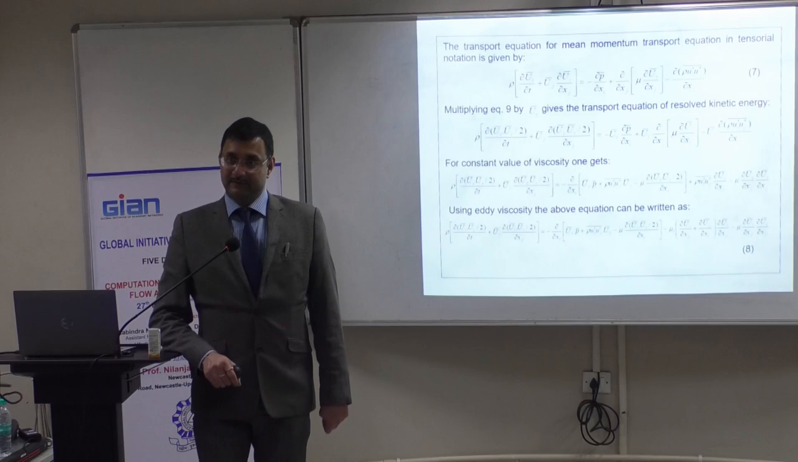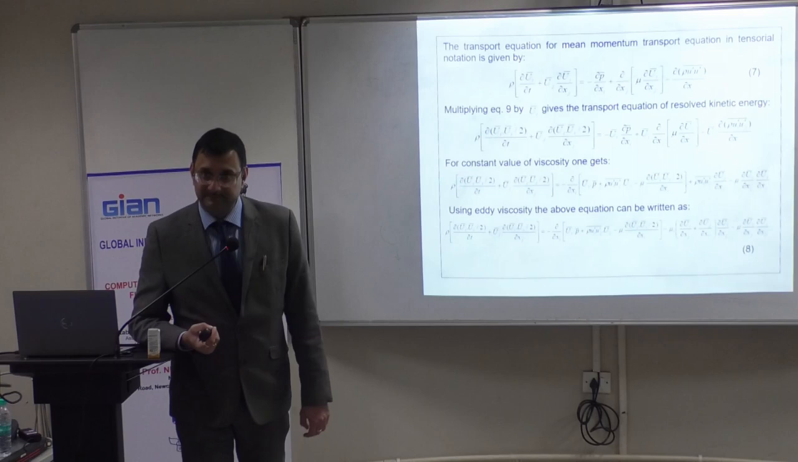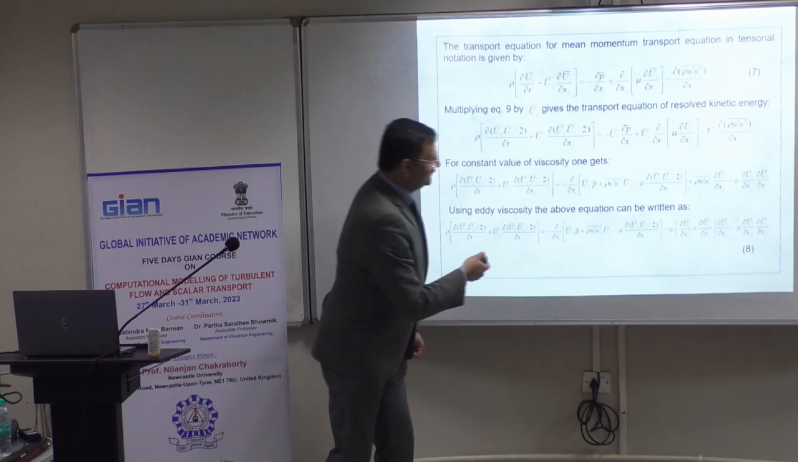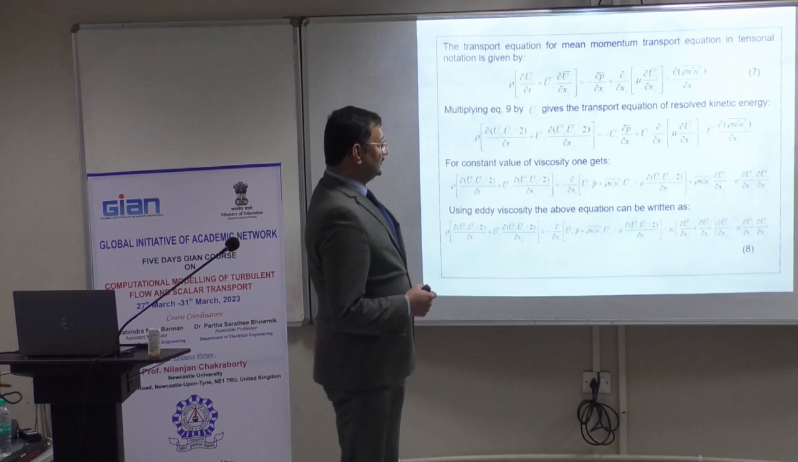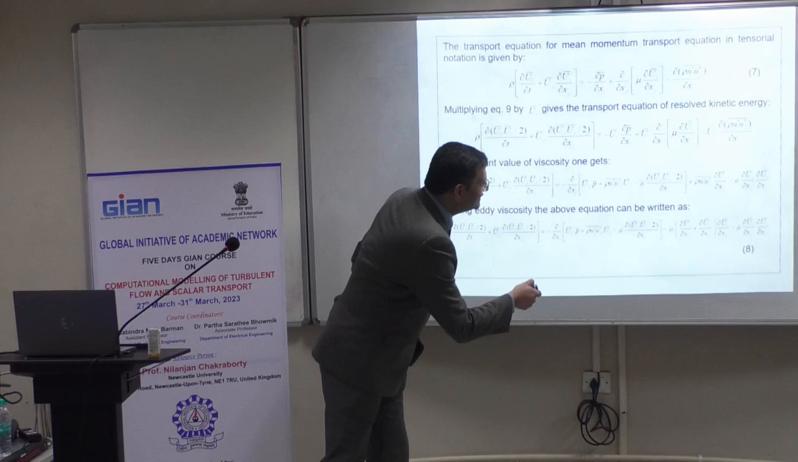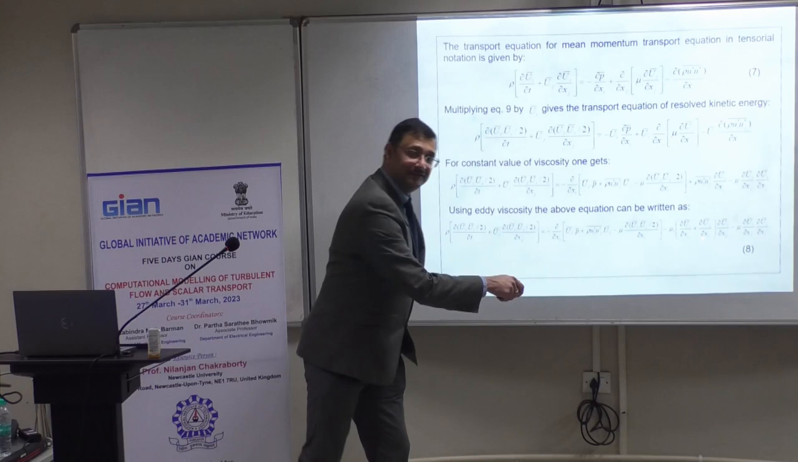We know in half mv squared, you have essentially that component, so it's basically kinetic energy per unit mass. Clear? If I consider constant viscosity, then I can bring this one outside, mu. And then I will get this equation. I'll talk about what eddy viscosity means later on. If I express this quantity by eddy viscosity, you will get this equation at the end, but I will revisit this equation.